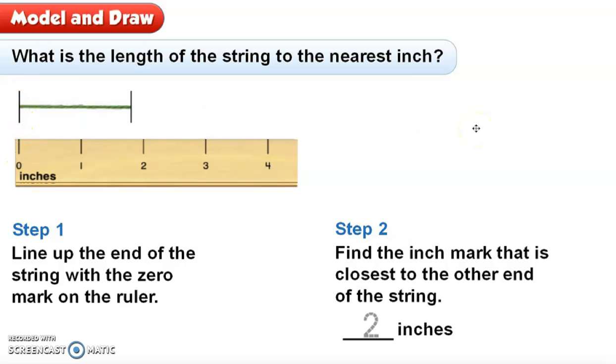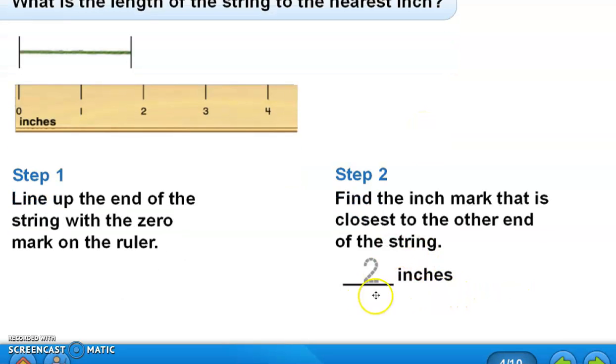Okay? And so then what you do is you find the inch mark that is closest to the other end of the string. So this is how we start it. We take this end of the string and we put it on the 0, and then we see which inch mark is closer to the end of the string, which is right over here. It looks like our options are either 1 or 2, and it looks like the string is ending closer to the 2-inch mark than the 1. So we can say that the string is about 2 inches. So that's what they wrote here.